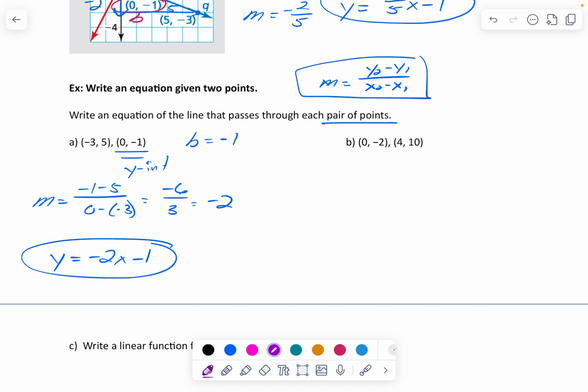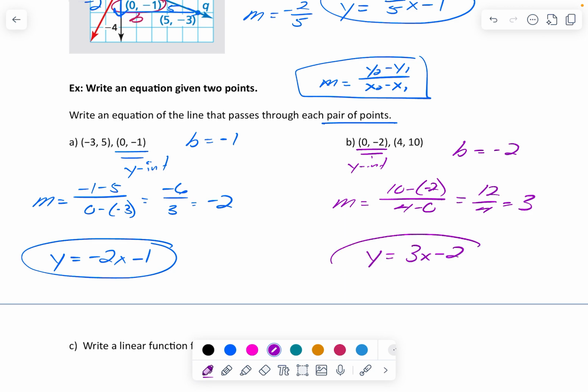Over here, there's my y-intercept. So b is negative 2, but my slope is going to be 10 minus negative 2 over 4 minus 0, or 12 over 4, or 3. So y equals 3x minus 2.